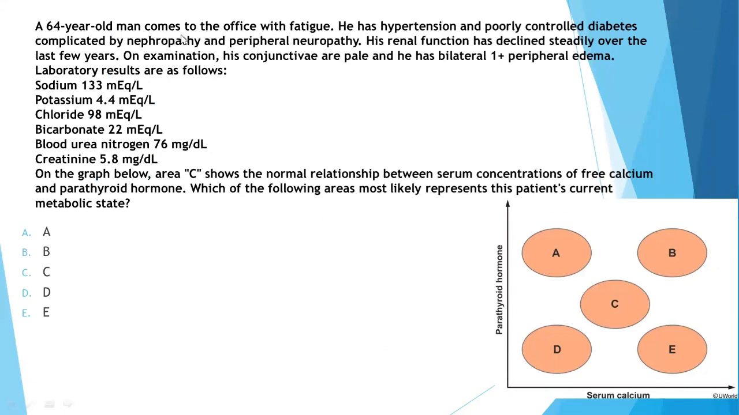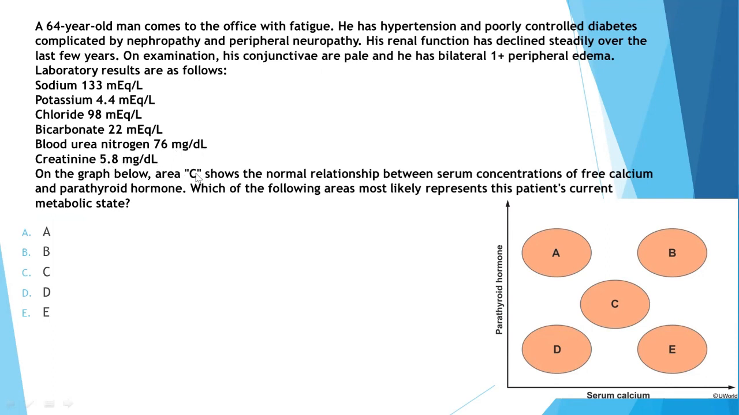A 64-year-old man comes to the office with fatigue. He has hypertension and poorly controlled diabetes, complicated by nephropathy and peripheral neuropathy. His renal function has declined steadily over the last few years. On examination, his conjunctiva are pale and he has bilateral 1 plus peripheral edema. Sodium 133, potassium 4.4, chloride is 98, bicarbonate is 22, blood urea nitrogen is 76, and creatinine is 5.8.